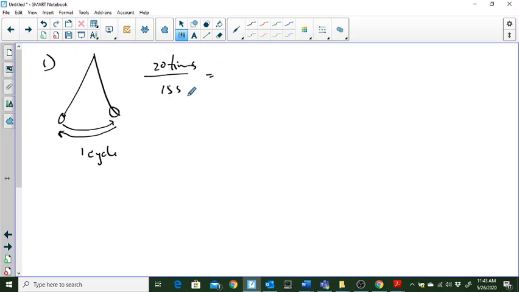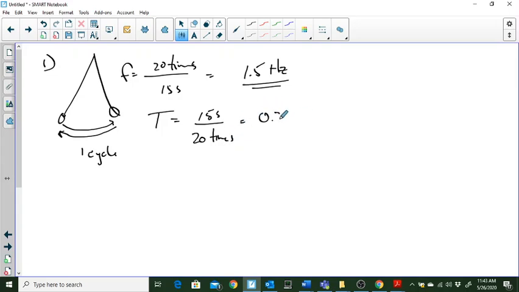So if we go 20 times divided by 15, we're going to come up with 1.5. Well, what is that? Times per second, that's a frequency. So we could say this is cycles per second, swings per second. That's going to be hertz. Now for the period, the period is the time for one swing. So we can take our 15 seconds and divide that by our 20 swings, and that comes out to be 0.75 seconds. That's the time for one swing.